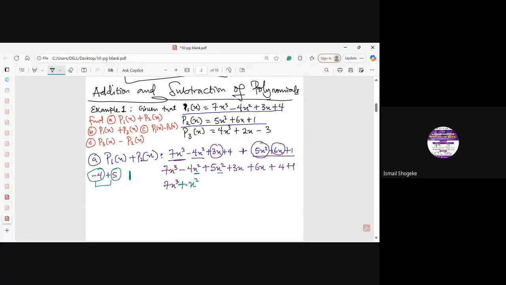Good. Plus. Now, we move to the next one, 3x and 6x. Again, remember that we are only touching the numbers in front of them. The x is just the x. We are not doing anything about it. Now, 3 plus 6 is 9x. Then 4 plus 1, 5. That's our answer. Do we get it? Is it clear, everybody?